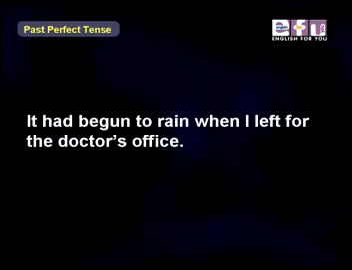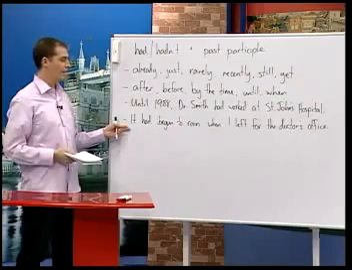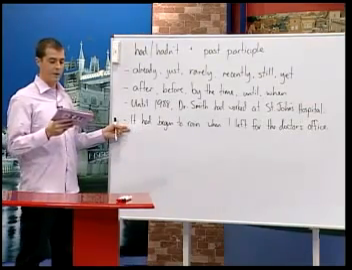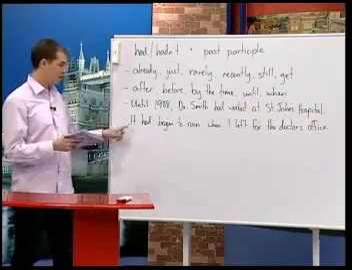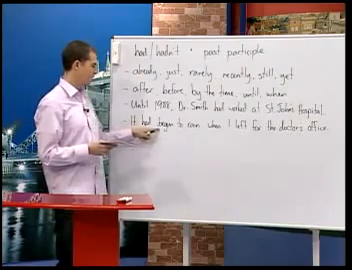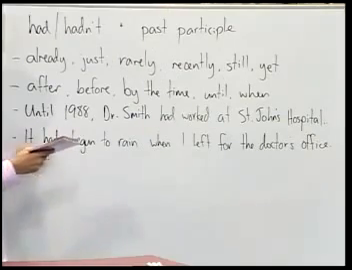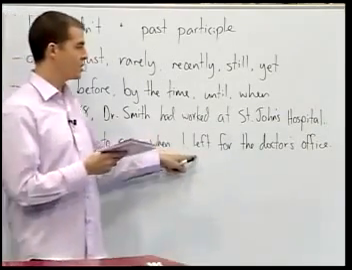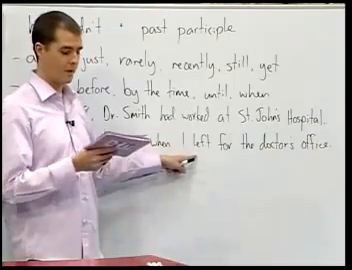Now let's use another example. It had begun to rain when I left for the doctor's office. Now, in this sentence, the first action is it had begun to rain. This is the earlier action. The past perfect tells us this is the earlier action. I left for the doctor's office is the second action in the past.